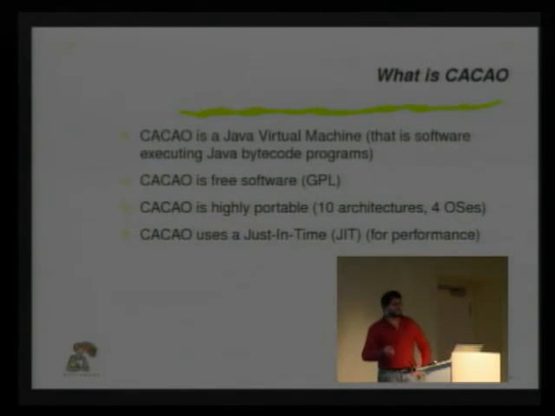Cacao uses a just-in-time compiler for performance, and we're quite fast. We use only a just-in-time compiler, so there's no interpreter, so everything is compiled.